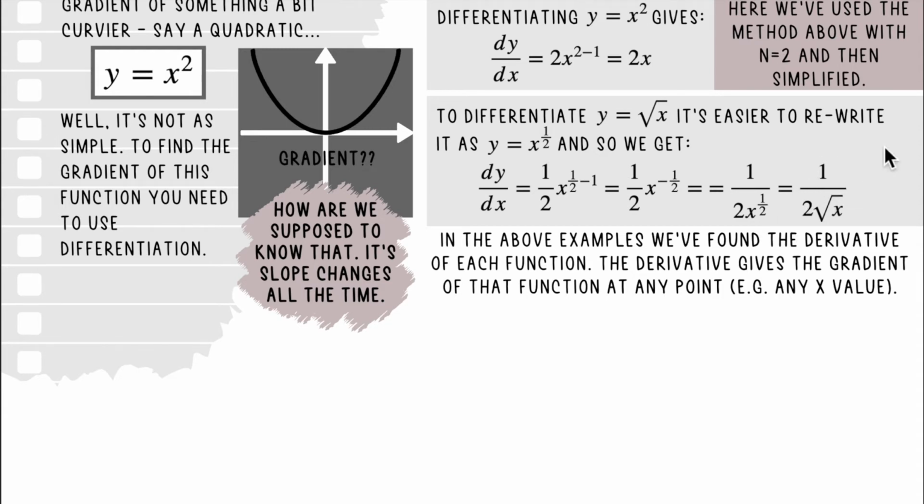And like I said, the derivative gives the gradient of that function at any point. So if we have the function or equation y is equal to x squared, its derivative is 2x. This means that this is the gradient of this curve for any value of x. But if, say, you wanted to find its gradient at x is equal to 2, you would substitute x is equal to 2 in here. So we get the gradient as 4.